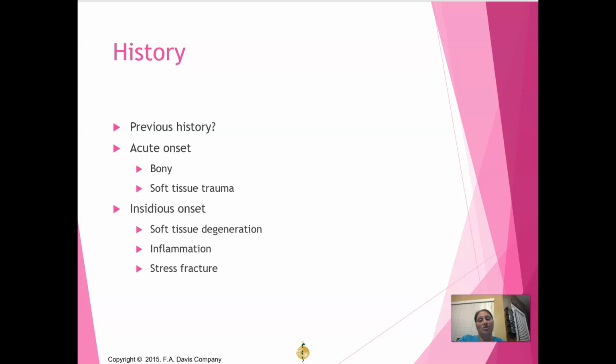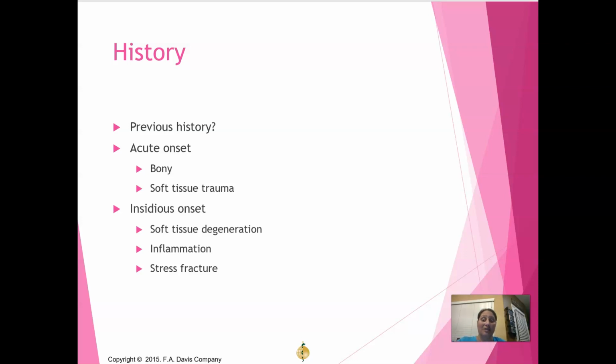And then we want to make sure we identify if it is acute onset or insidious onset, so more chronic. That acute onset, we're worried about bones and either fracture or dislocation, and then also soft tissue trauma, whereas the chronic or insidious onset could potentially be a stress fracture, which we get a lot with high mileage athletes, sometimes gymnasts or dancers. There could be tissue degeneration or just swelling going on in there.